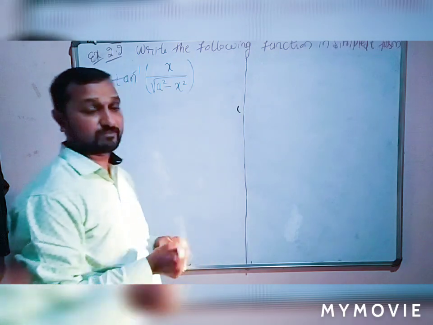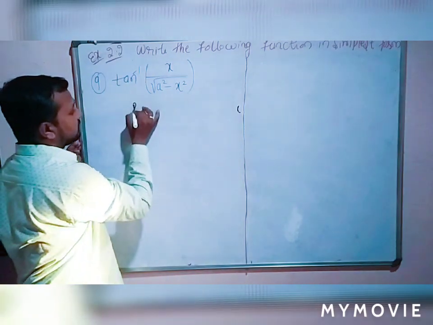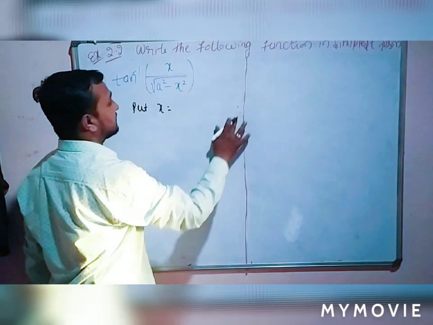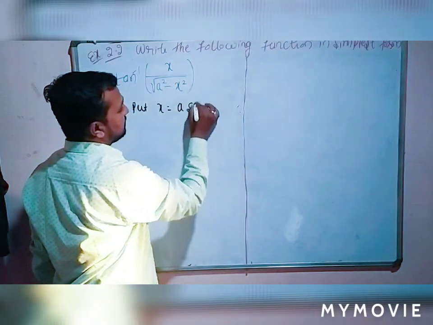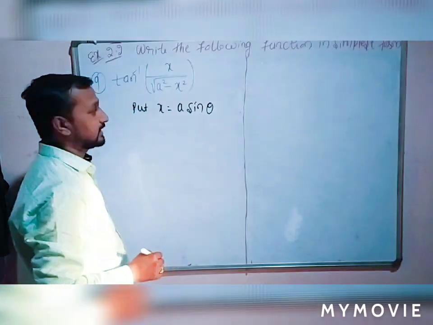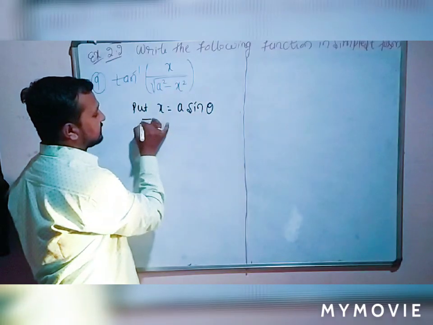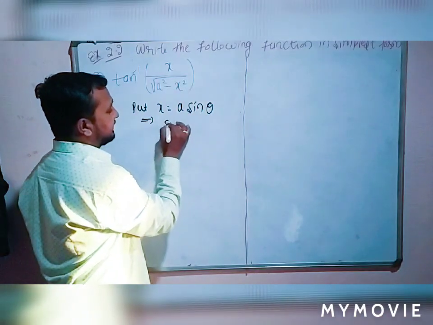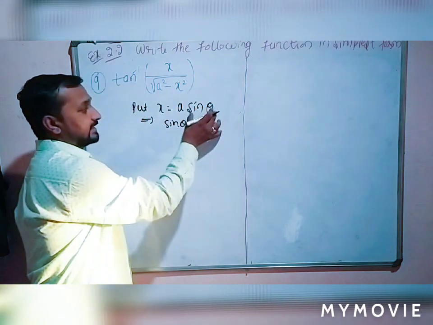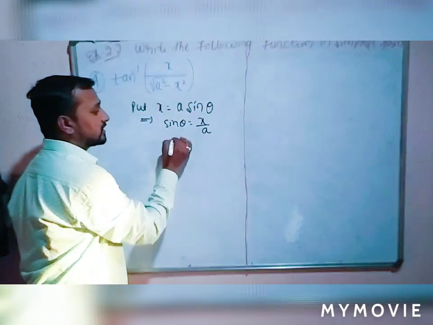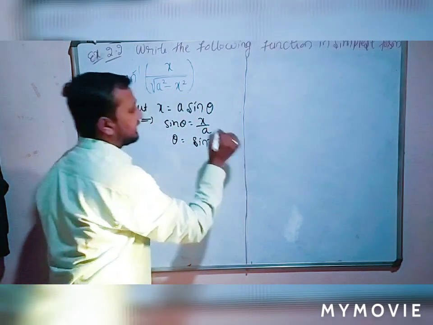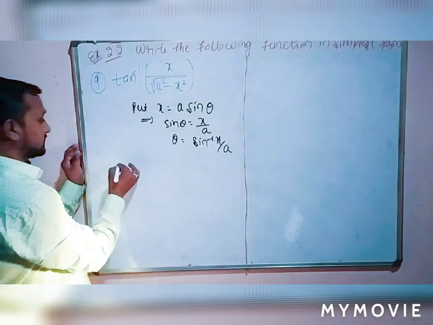So students, in this example, we'll put x equal to a sin theta. Put x equal to a sin theta. Then this implies, by conversion, sin theta is equal to x divided by a. Sin theta keep as it is. So sin theta is x divided by a, or theta is equal to sin inverse of x divided by a. Is that clear?